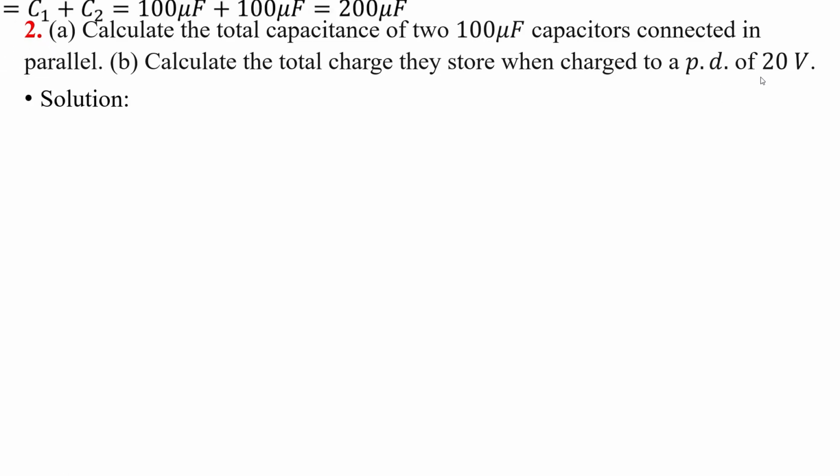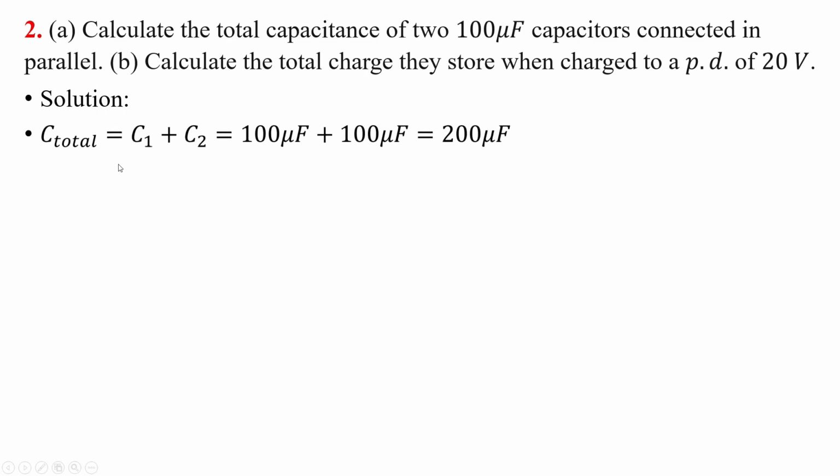So you need to find the total capacitance of parallel, which is equal to C1 plus C2. You need to add up both, and the final value is 200 microfarad.